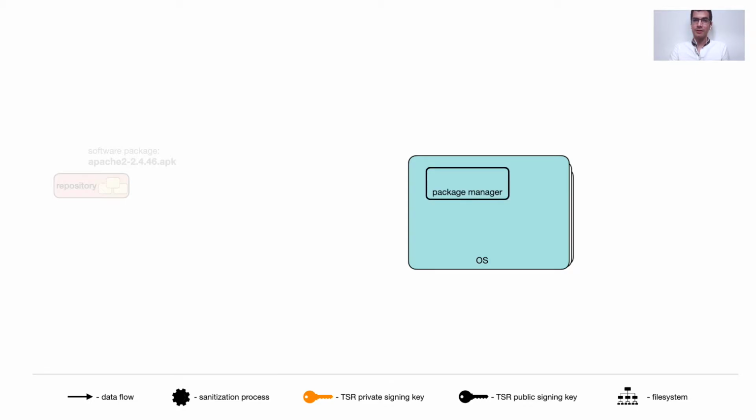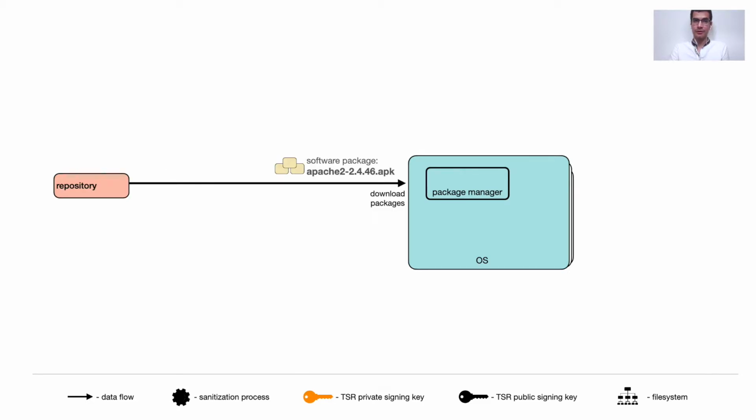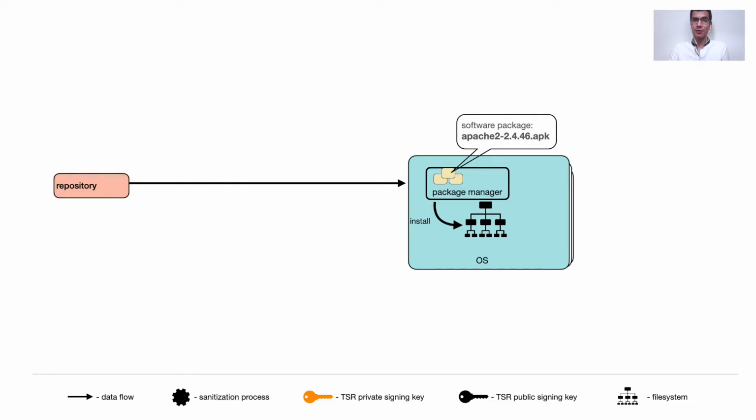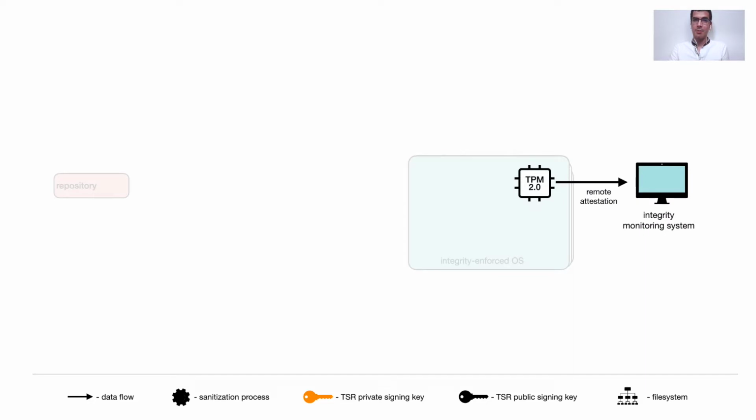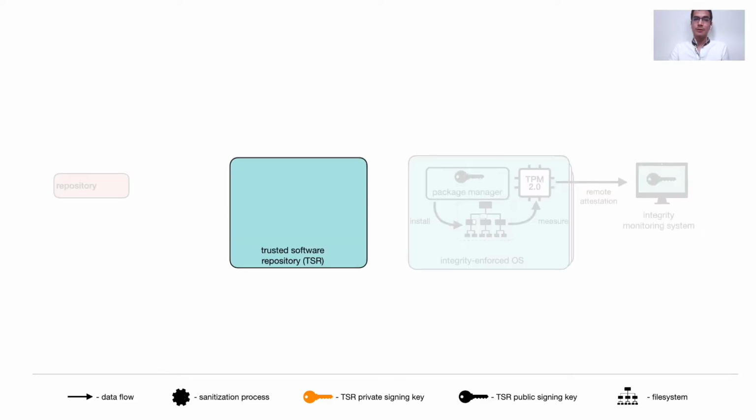A package manager is a software running inside the operating system that downloads software updates from the repository and installs them by extracting newer versions of executables, configuration files, and dynamic libraries from the package to the file system. The integrity of updated files is measured and stored in a tamper-proof fashion. Monitoring systems learn what software has been loaded on a remote computer, but they report integrity violations after the operating system gets updated. To mitigate this, we propose a Trusted Software Repository, TSR in short.